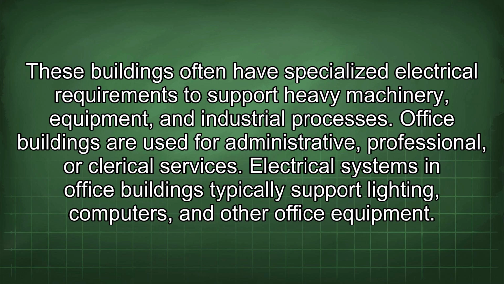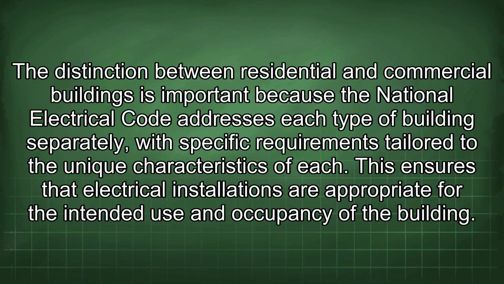Office buildings are used for administrative, professional, or clerical services. Electrical systems in office buildings typically support lighting, computers, and other office equipment. The distinction between residential and commercial buildings is important because the National Electrical Code addresses each type of building separately with specific requirements tailored to the unique characteristics of each. This ensures that electrical installations are appropriate for the intended use and occupancy of the building.